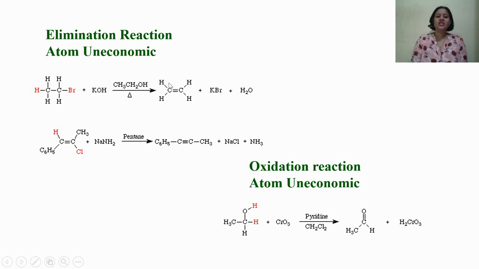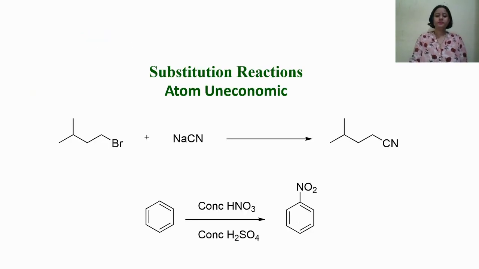This reaction is atom uneconomic because the desired product is this, and along with that KBr and water are the byproducts. So the molecular weight of the product is much less than the molecular weight of both the reagents together. Another example is the formation of alkyne from this alkene halide in the presence of sodamide. This reaction is again an example of an atom uneconomic reaction. Oxidation reactions are also atom uneconomic reactions.